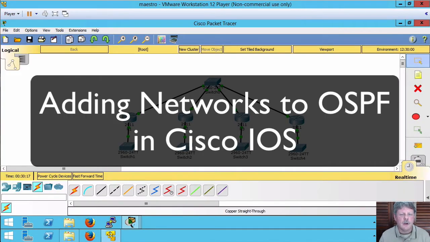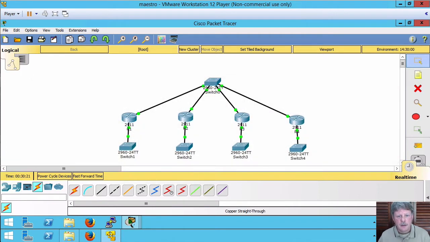In this clip, we are going to be looking at adding networks into the OSPF process. I've got all four of my routers configured such that OSPF is enabled. They all have their router ID set and that type of thing, but they don't have any networks configured yet, so they don't have anything to advertise. So that's our next thing.